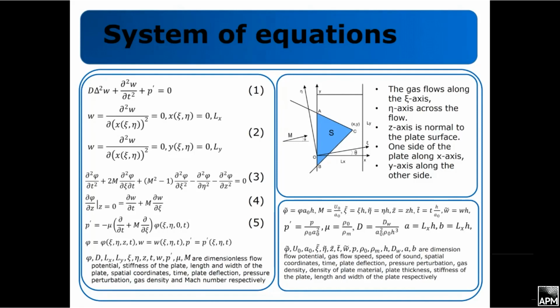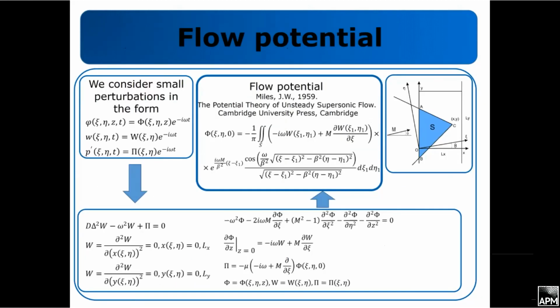So this is the definition of non-dimensional parameters. We consider small perturbations in this form, and so we obtain the system of equations in such form. The solution of this equation is known and has this form, where S is a triangle that is the intersection of the Mach cone and the plate surface.